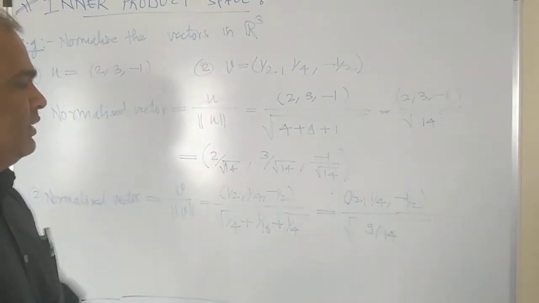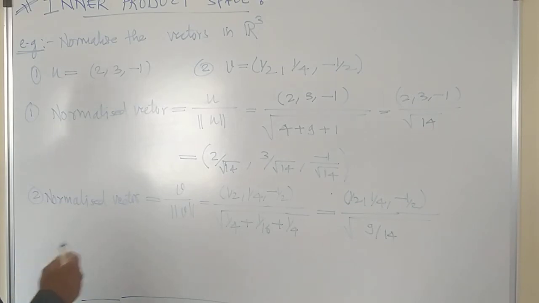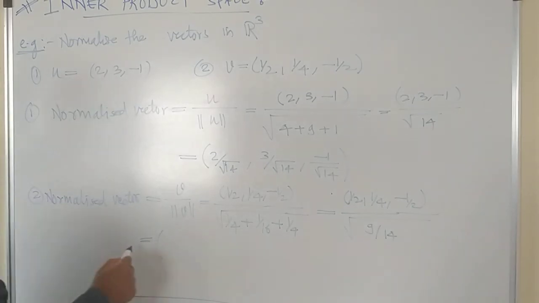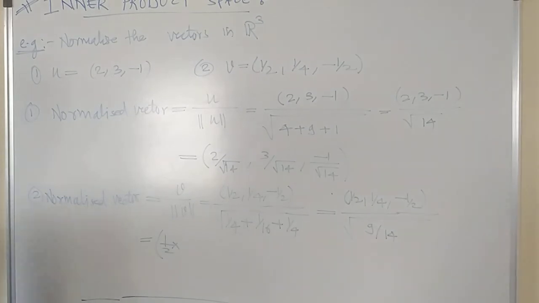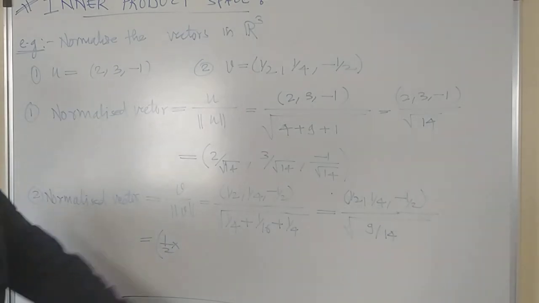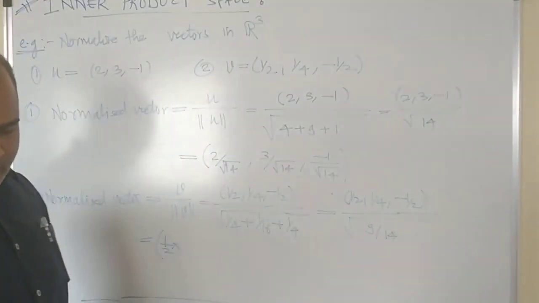Now you can multiply this to the above vector, which will give you 1 half into 14 by 9, right? So let me write it in a simple way: 1 half into the square root of 14 by 9. So either you can keep this 14 by 9 as it is, or you can do one thing. I think I can simplify this. The square root of 9 is 3 and 14.